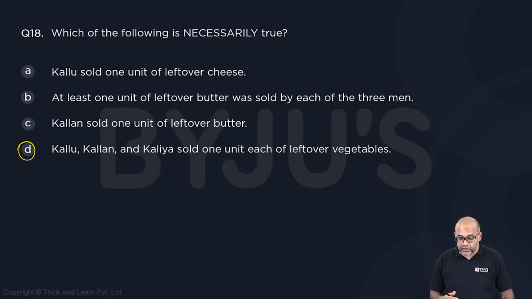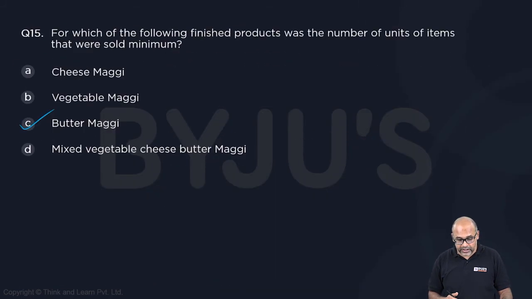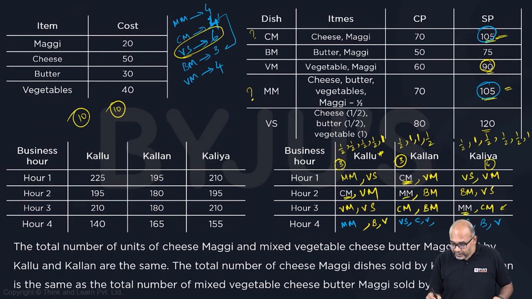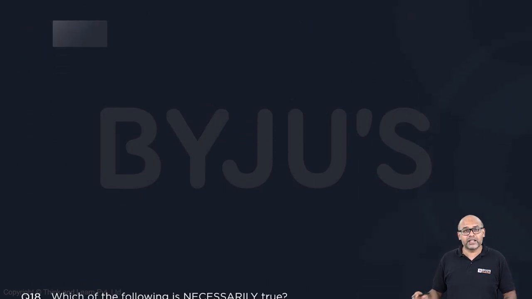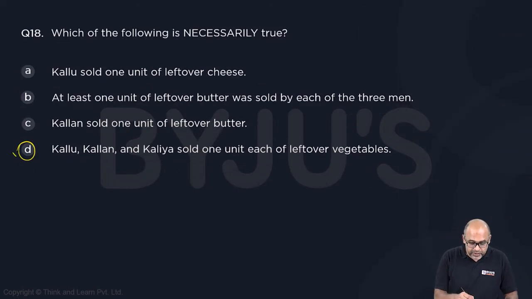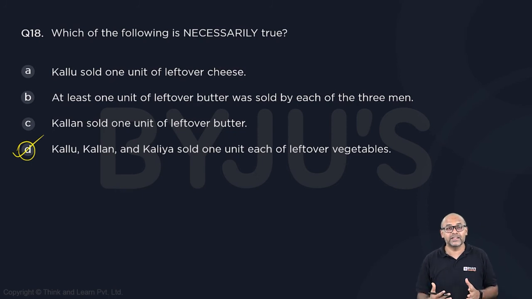Kallu, Kalyan and Kalia sold 1 unit each of leftover vegetables. So you can see that in the fourth row, vegetable is there, vegetable is there, vegetable is there. So each one sold 1 unit of leftover vegetable, which is correct. The other 3 you can see are incorrect. I'm not showing that to you right now because I don't want to unnecessarily extend the explanation, but you can do that on your own. So D is the correct answer for this.